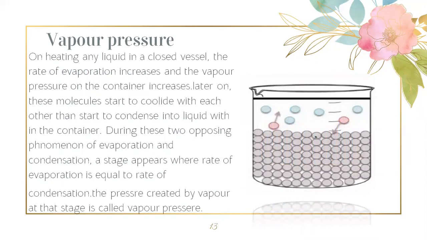Next, I discuss the property of liquid, vapor pressure. On heating any liquid in a closed vessel, the rate of evaporation increases and the vapor pressure on the container increases. Later on, these molecules start to collide with each other, then start to condense into liquid within the container. During these two opposing phenomena of evaporation and condensation, a stage appears where the rate of evaporation is equal to the rate of condensation. The pressure created by vapor at this stage is called vapor pressure.